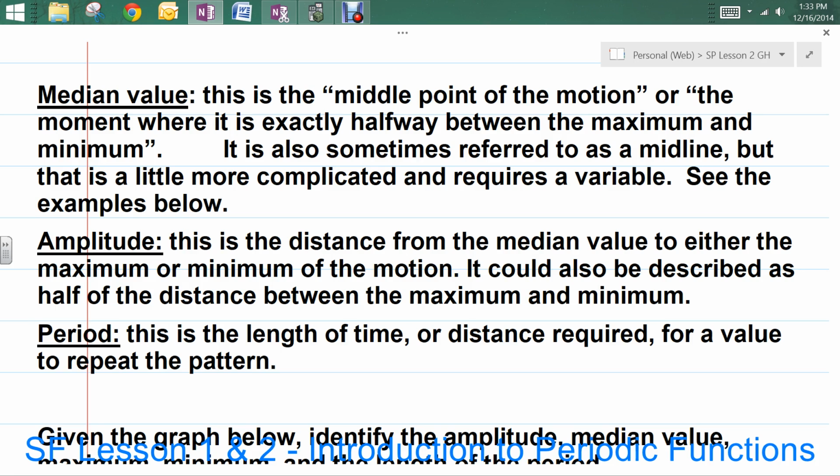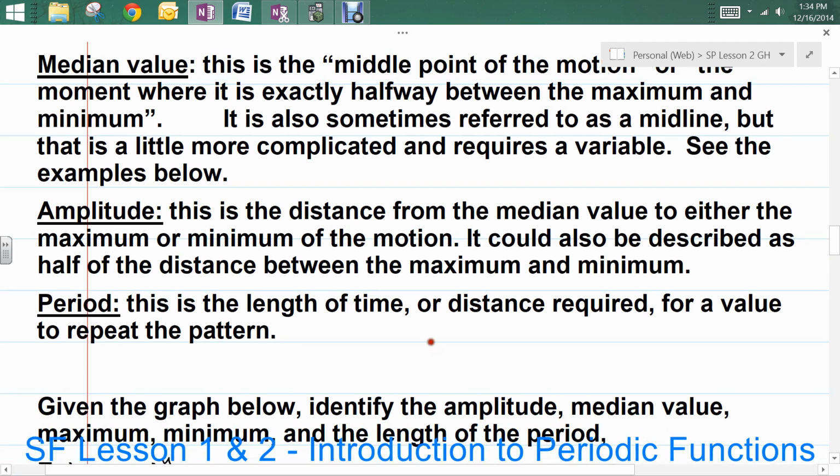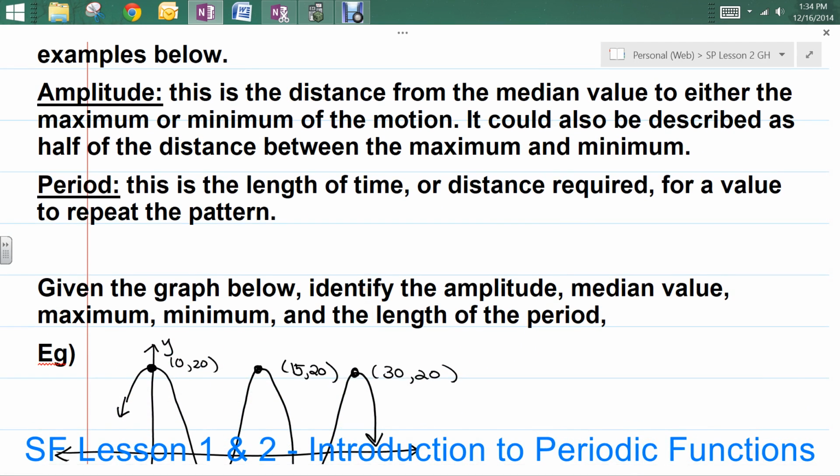People in the other class asked me, what if it's changing? Like what if it's 8 one time and then 7 the next and then 14 the next time? If it's changing, it's not a sinusoidal function. It's just not. Period, though, is the length of time it takes or the distance required for it to repeat.